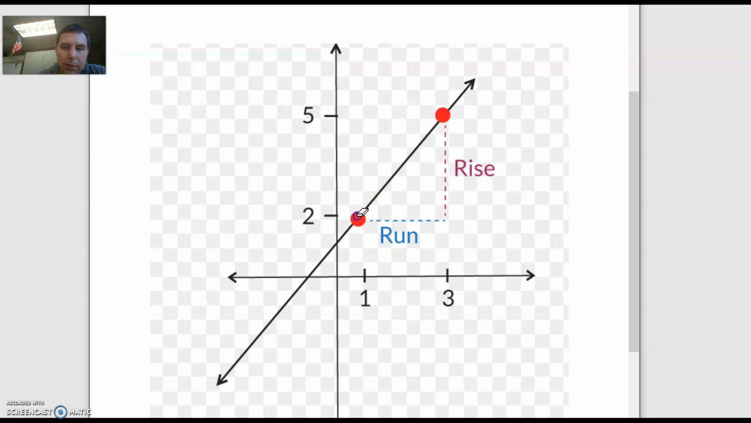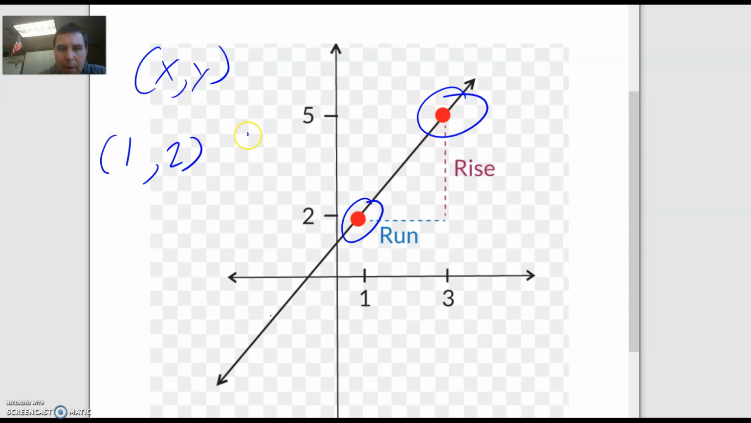So looking here, I have 2 points. I'm going to write the coordinates. Remember, it's x first, then y. And if I wrote that this first coordinate, the x value would be 1, and then the y value would be 2. The other coordinate here is 3 for the x value and 5 for the y value. So let me write that there. There we go.